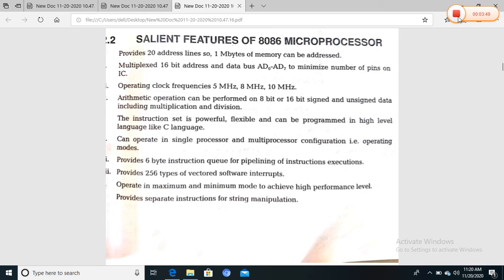This point we study in architecture: what is that queue and how is it 6 bytes long. From this point, a question is asked: what is a queue and how is it 6 bytes long? Another question asked is: explain the salient features of 8086, for 8 marks, 6 marks, or 4 marks.